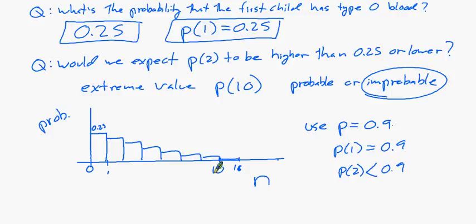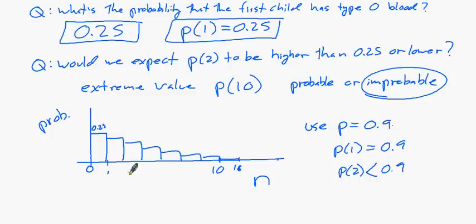Now, this is still probability, because we've been talking about it taking 10 trials before you get type O blood being low probability. We'll take 1 or 2. Oh, I was thinking binomial probability.